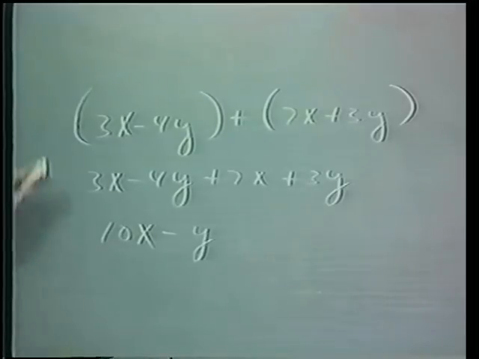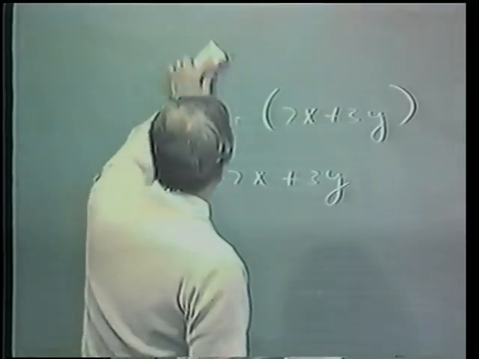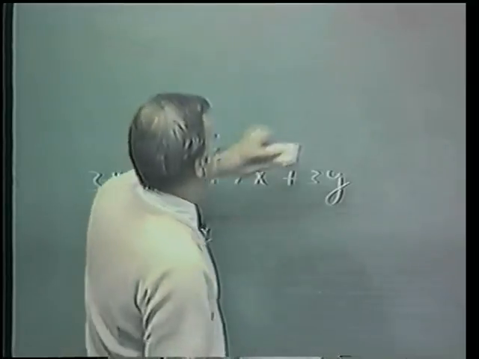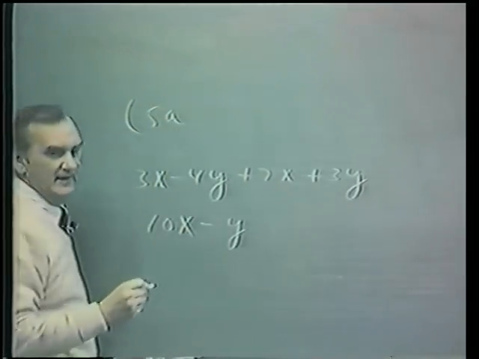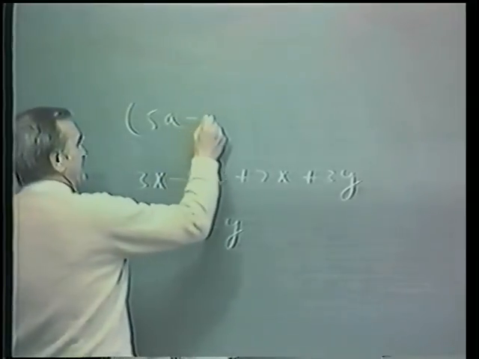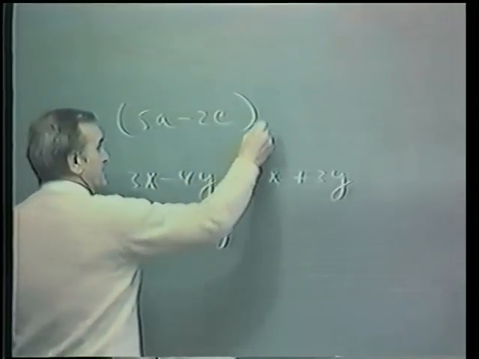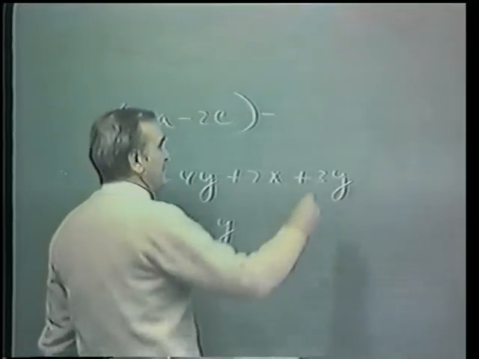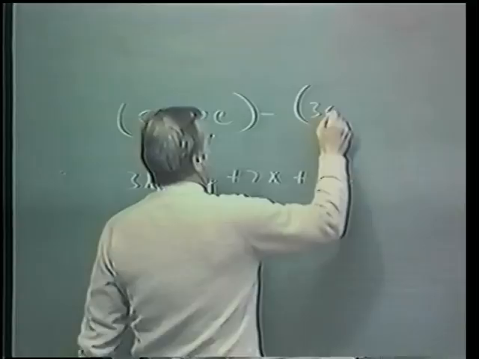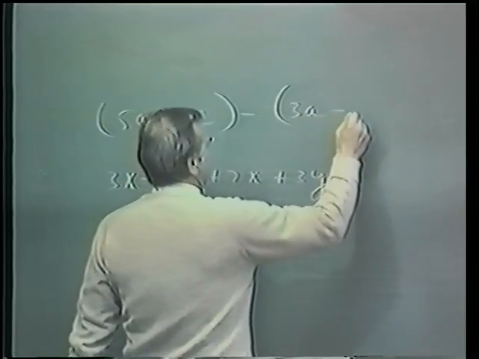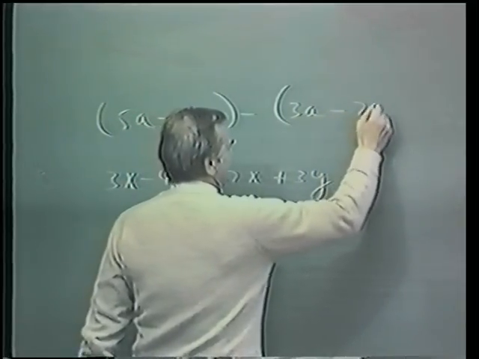Okay? Let's try another one. A little variation. Not much, just a little. Let's suppose we have the quantity 5a minus 2c minus the quantity 3a minus 7c.